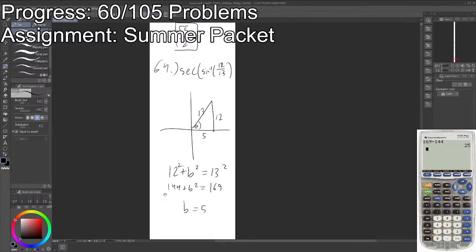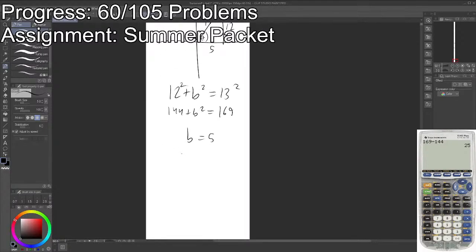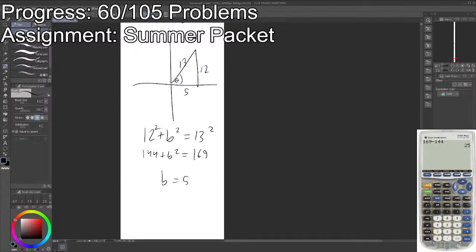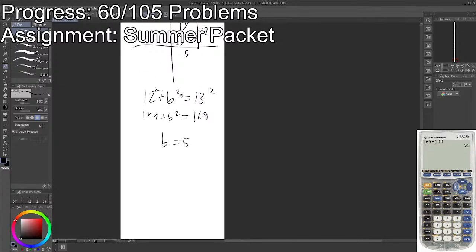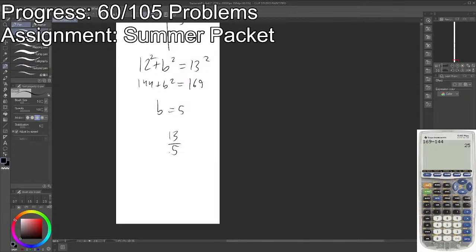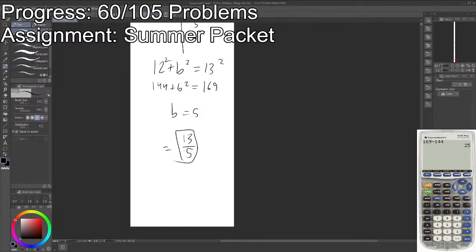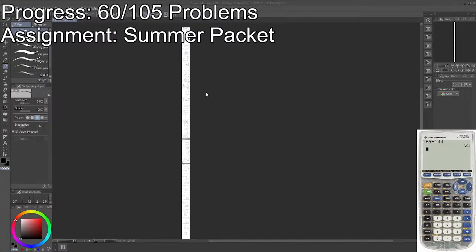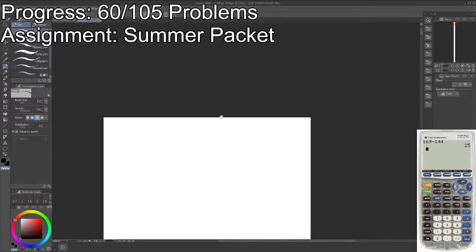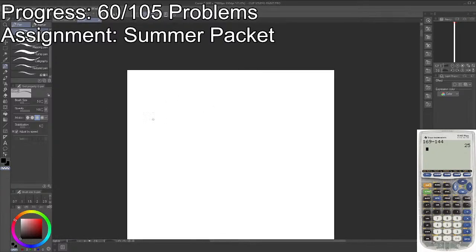And we're trying to find sec. So adjacent, hypotenuse, 13 over 5. Alright, gotta get a new page. Save this. And we're on 65. I gotta update the counter. Got 2 in.